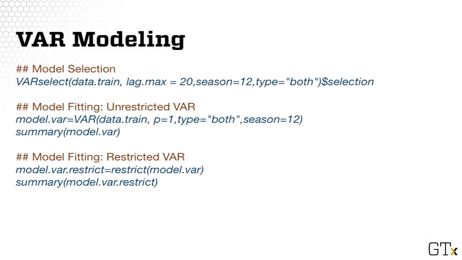As before, we first select the order for the VAR model, which is p equal to 1 for this data. When fitting the VAR model, we consider a seasonal deterministic component specified as season equal to 12, and we assume a trend specified as type equal to both, which means fitting both a constant and a linear trend. We can also further reduce the model using the VAR restrict command. We'll next look at the outputs for the river flow for both the VAR and VAR restrict.